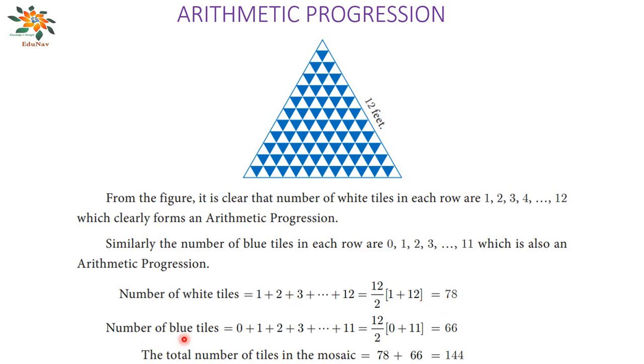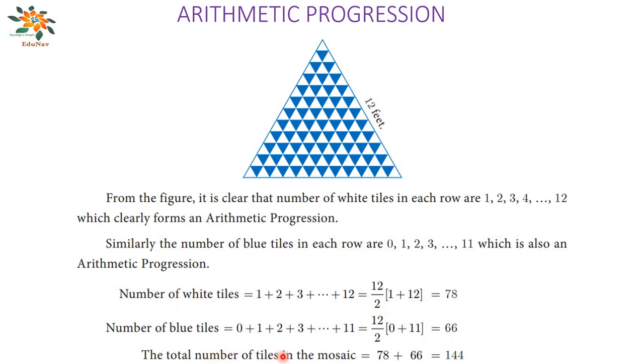In the same way, the number of blue tiles will be 0 plus 1 plus 2 plus 3 so on till 11. Here again we are making use of the formula n by 2 into a plus l. Here a value equals 0 and the number of rows will be n equals 12. Of course, the last term is 11. Therefore, substituting in the formula n by 2 into a plus l, we have 12 by 2 into 0 plus 11. That will be 12 by 2 into 11, whose value will be 66. Therefore, the total number of blue tiles are 66 and the total number of white tiles are 78.